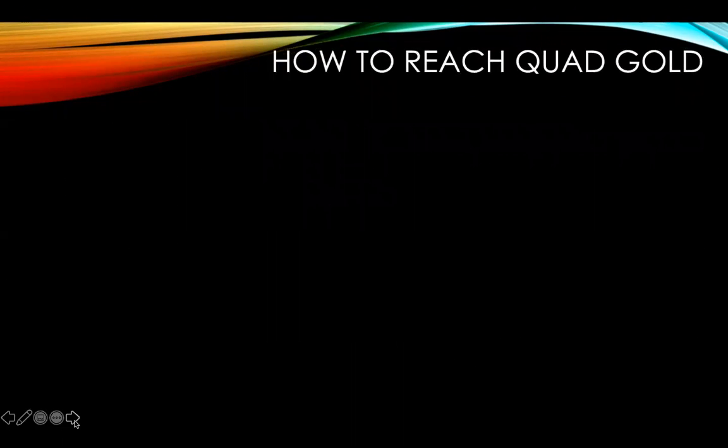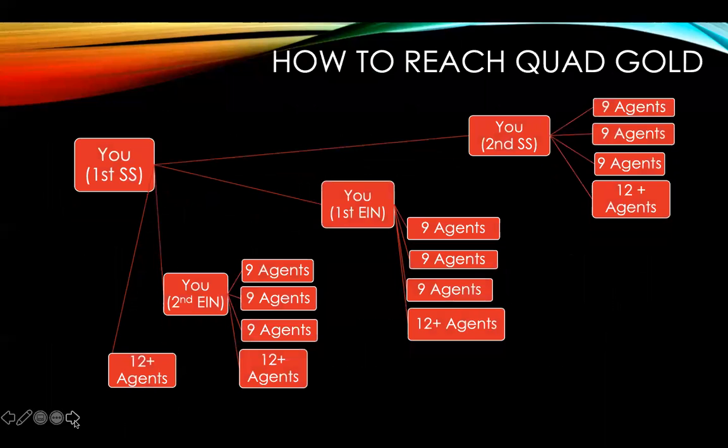So let's talk about Quad Gold. This is how you can reach Quad Gold, and just to give you a quick overview. If you look at the very far left top corner, it says you and your first social security number sign up. That is your first account. At that point, you have 12 plus agents below you. You sign up your second social security account on that part. Then you build that one up. You sign up your first EIN, you build that one up. You sign up your second EIN, you build that one up. And that's kind of where you get to it.